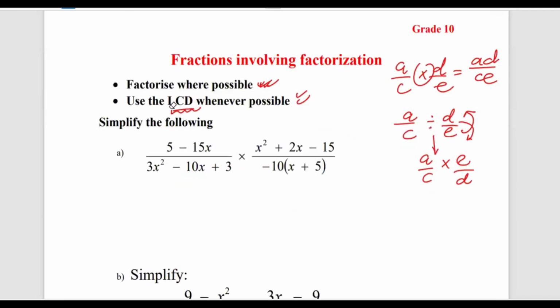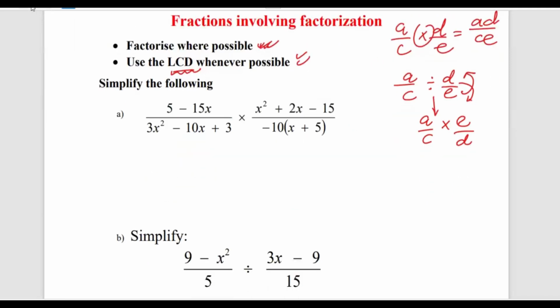Now let's get into the questions. Part A, we have 5 minus 15x, and we're seeing this whole thing. With this first fraction, I can see something common. I'm going to take out the 5, because I see 5 is common. I'll be left with 1 minus 3x. Then over, this is 3x squared minus 10x plus 3. This is a trinomial, so I'll use my product and the sum and all of those things.